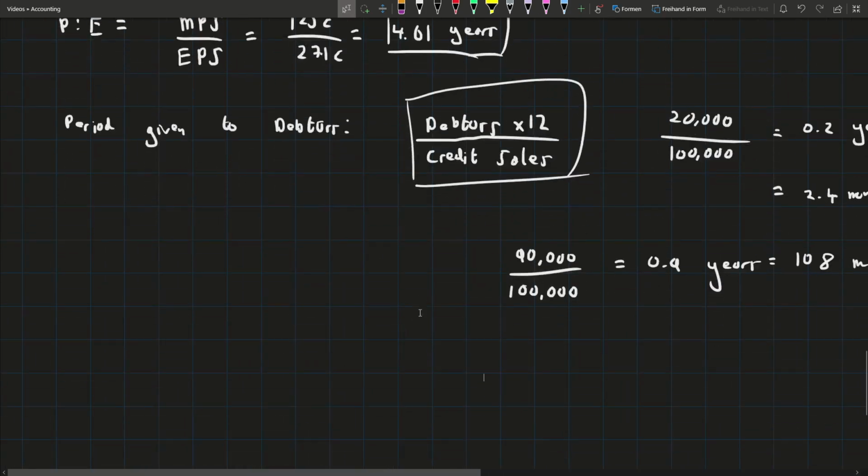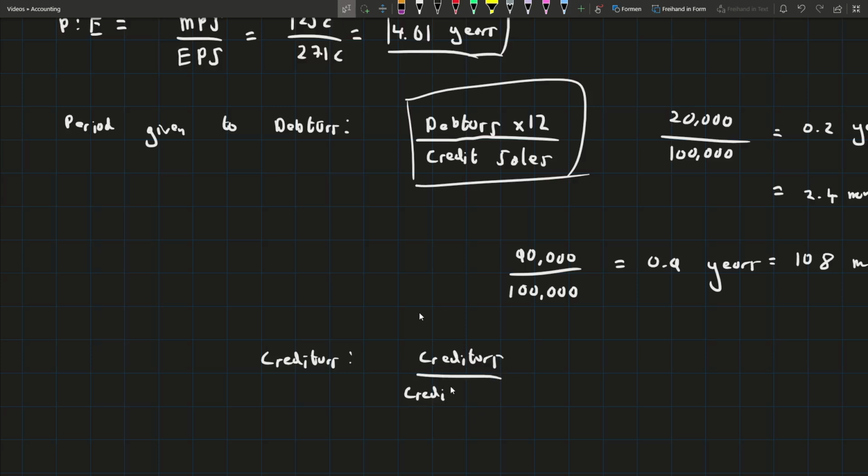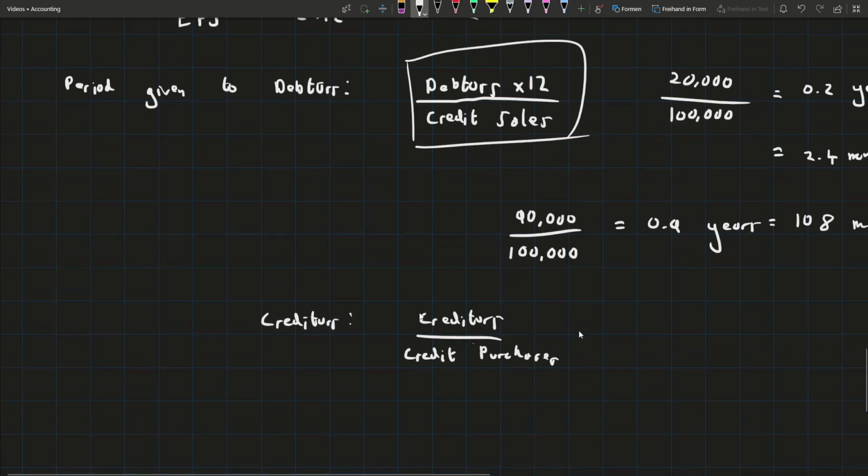And then period given to creditors is a similar thing. So creditors means people we bought things from on credit. So we take our creditors and we divide it by how many things did we buy on credit. It's called credit purchases. Often they'll tell you what this period is, and usually it's in months, so you multiply by 12, and maybe it could be 10.